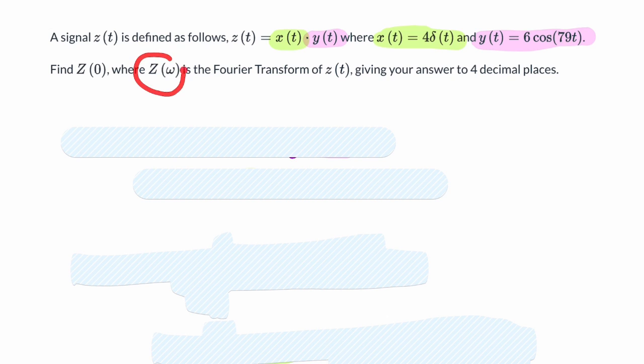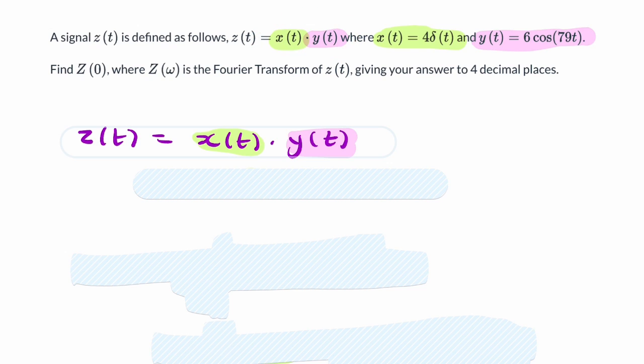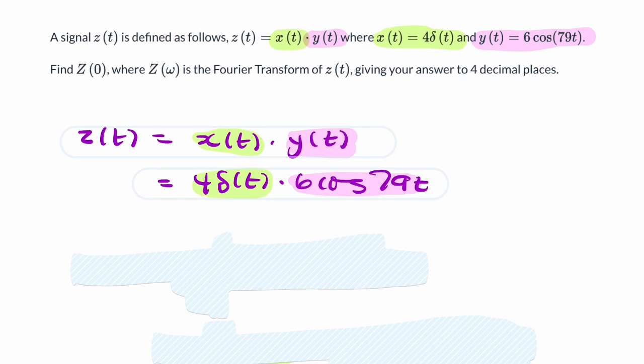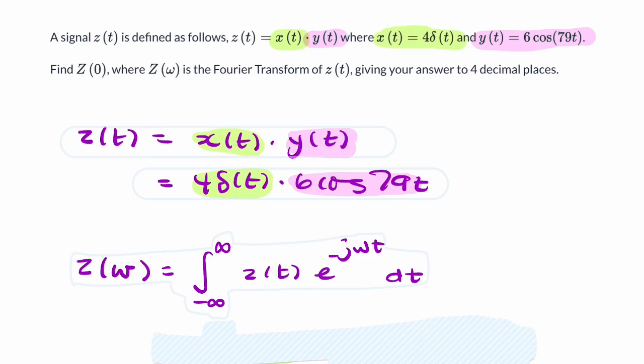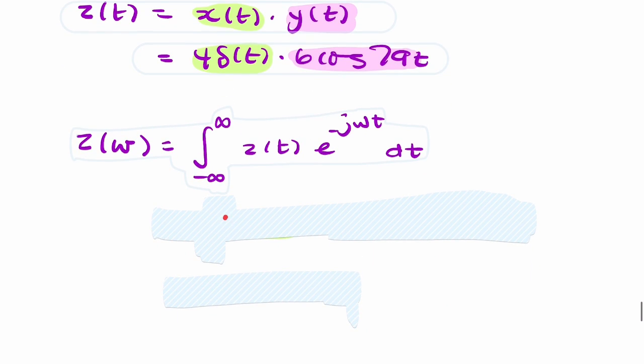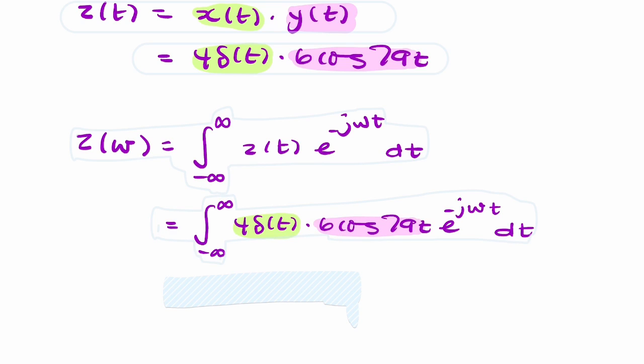So to find the Fourier transform of z, let's first find z in the time domain by simply multiplying x and y. So we simply put that in there and that in there and multiply the two signals. Now the Fourier transform, by definition, is the integration of that multiplied by e to the minus j omega t, integrated over all time. So if we simply put that in there, our integration looks something like that.